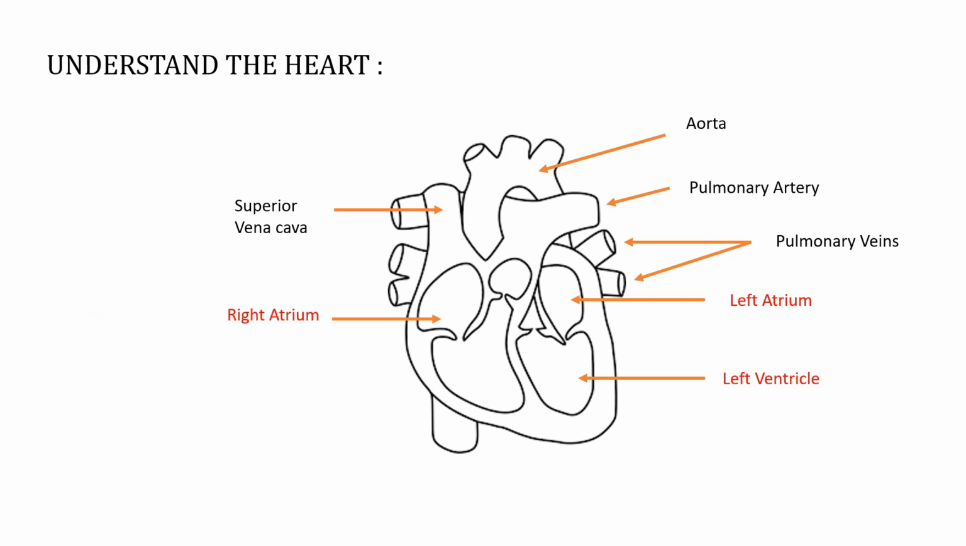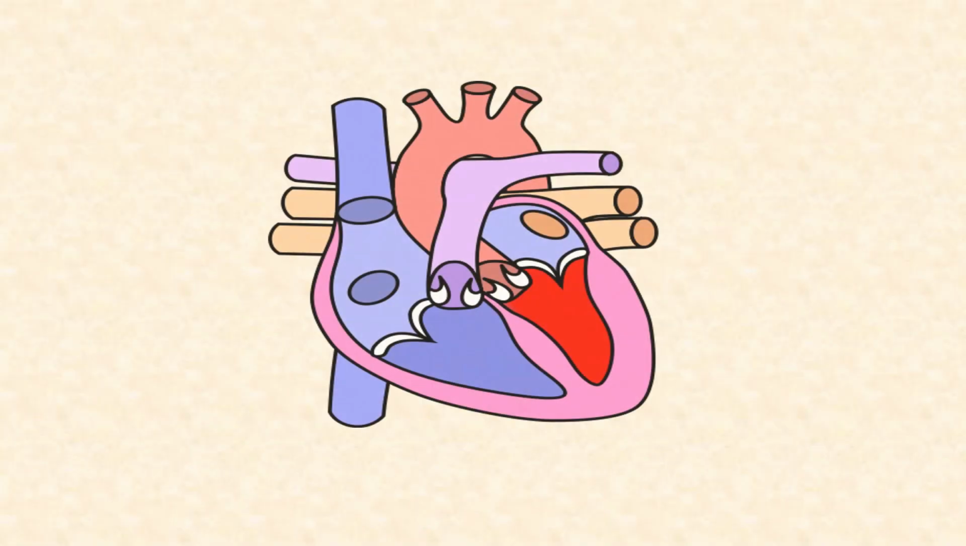right atrium, right ventricle, septum, the wall dividing the left and the right side of the heart, and inferior vena cava. You can see we have 4 different chambers in the heart: left atrium, left ventricle, right atrium, and right ventricle. Let's take a look at another diagram.